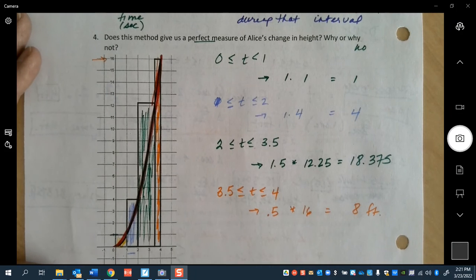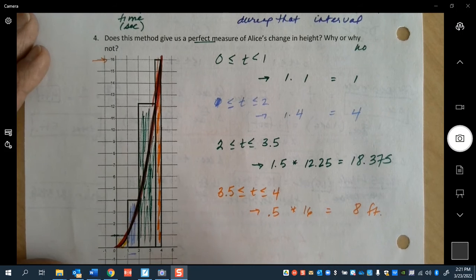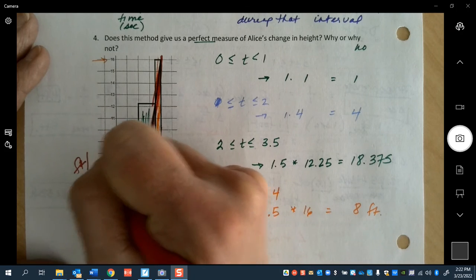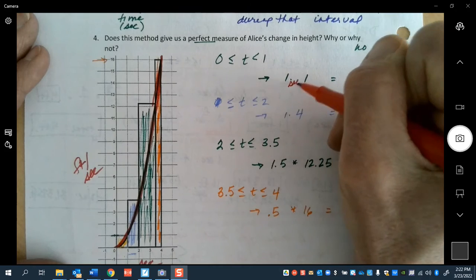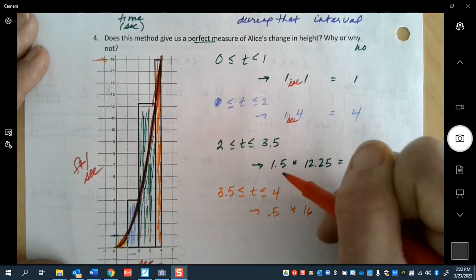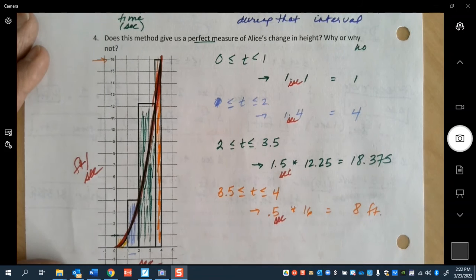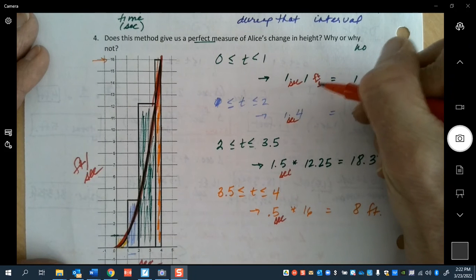So each of these rectangles, and I want you to pay careful attention because this is time in seconds and this is feet per second. So if I have 1 second times her rate of change, which is feet per second.